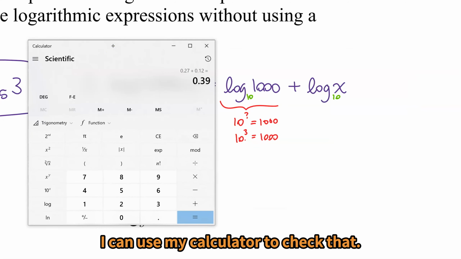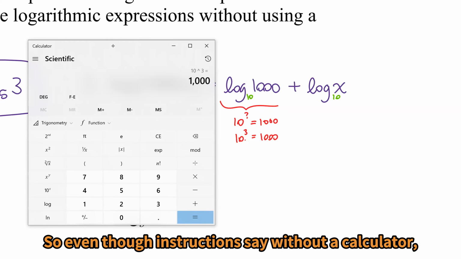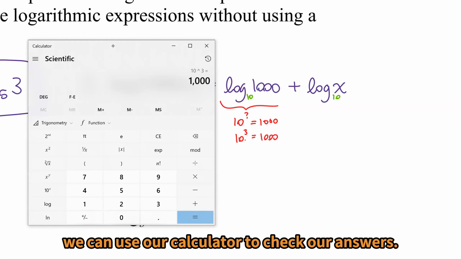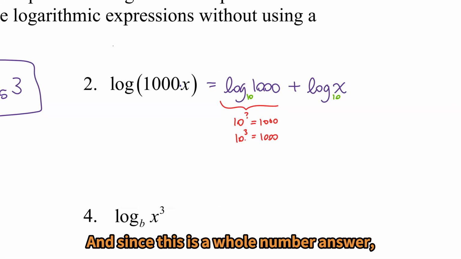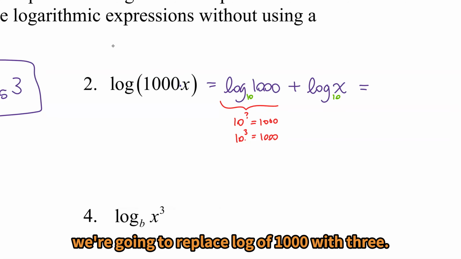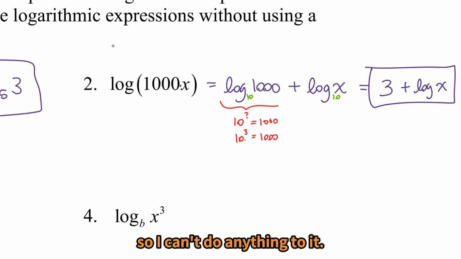I can use my calculator to check that. 10 to the third power gives me 1000. So even though instructions say without a calculator, we can use our calculator to check our answers. And since this is a whole number answer, we're going to replace log of 1000 with 3. And then log x, I don't know what x is, so I can't do anything to it. Log of 1000x is 3 plus log x.